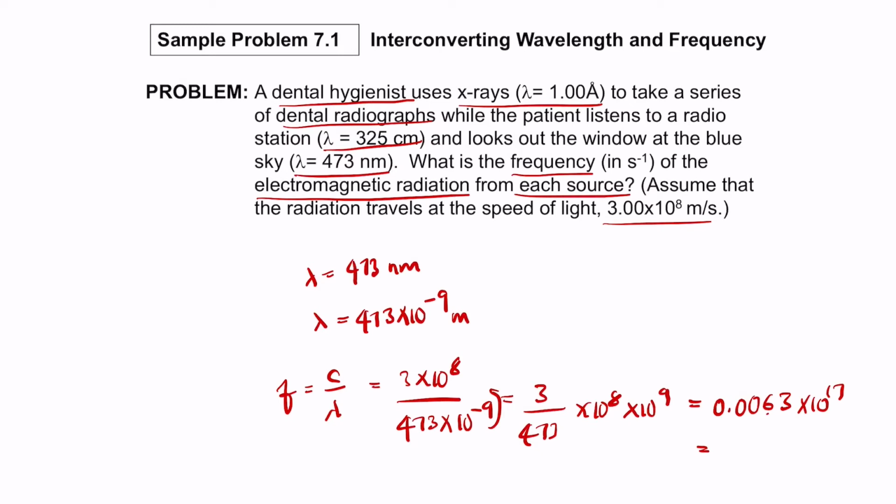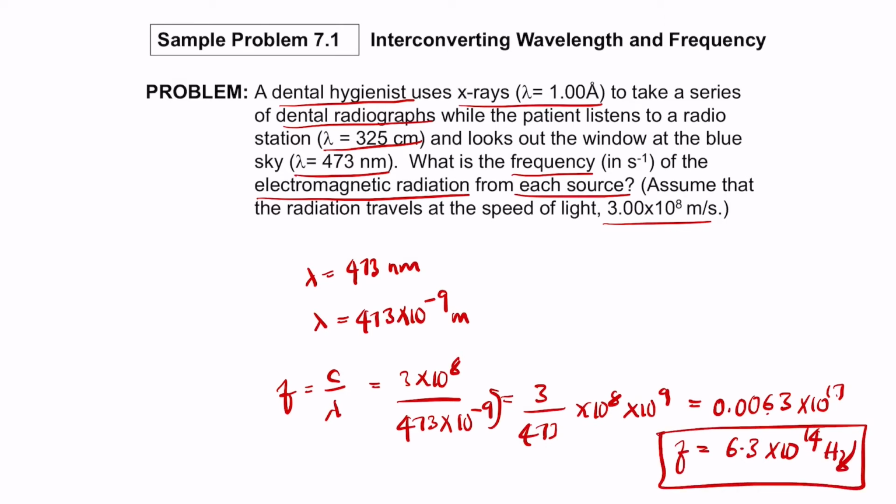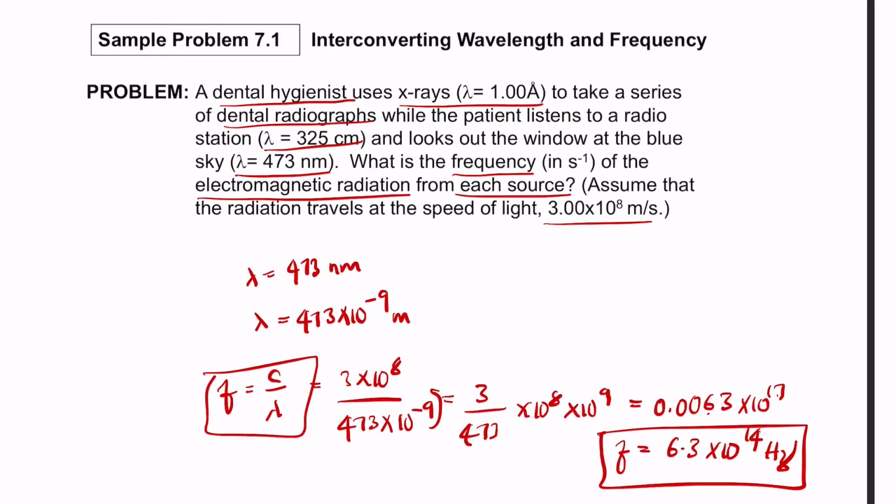So when you add 10 to the power 3 here, you get 6.3 into 10 to the power. So remove three values from the power. So it becomes 14 hertz. So this is the frequency. So this is how you can calculate the frequency of all the values using the simple formula F equal to C by lambda.